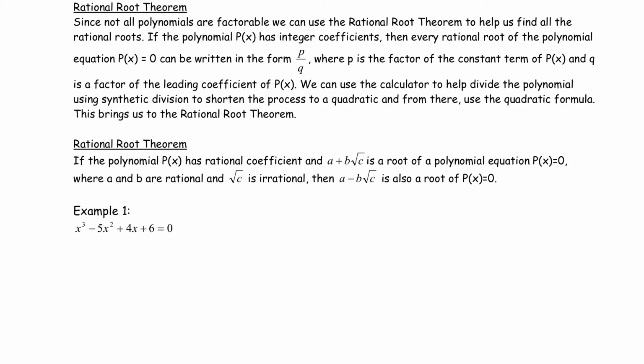Since not all polynomials are factorable, we can use the rational root theorem to help us find all the rational roots. If the polynomial has integer coefficients, then every rational root of the polynomial equation can be written in the form of p over q, where p is a factor of the constant term and q is a factor of the leading coefficient.